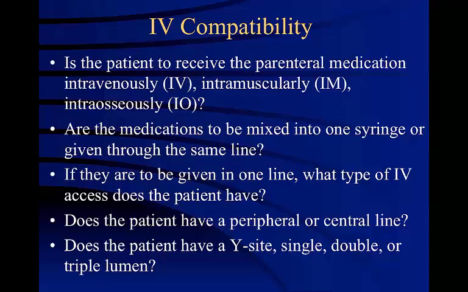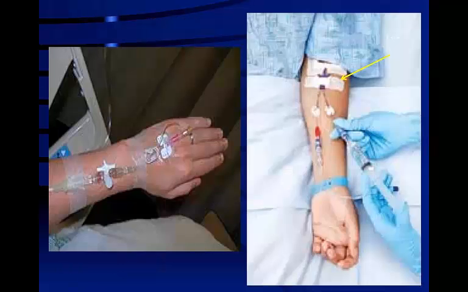Is the patient able to receive the parenteral medication intravenously, intramuscularly, or intraosseously? Are the medications to be mixed into one syringe or given through the same line? If they are to be given in one line, what type of IV access does the patient have? Does the patient have a peripheral or a central line? Does the patient have a Y site, a single, double, or triple lumen?